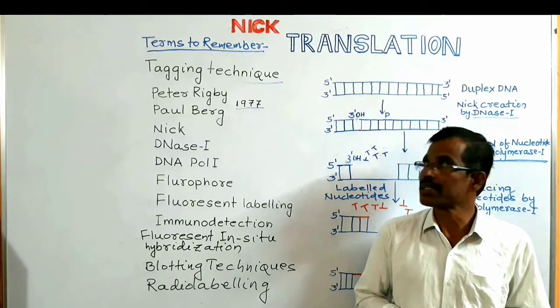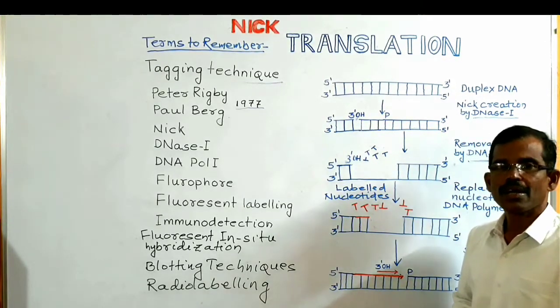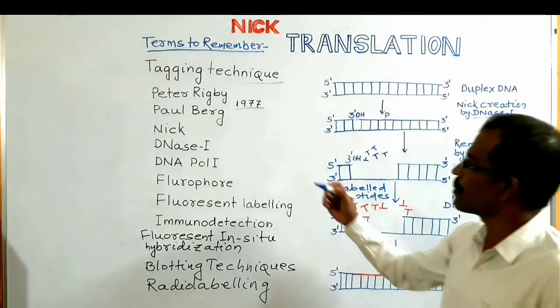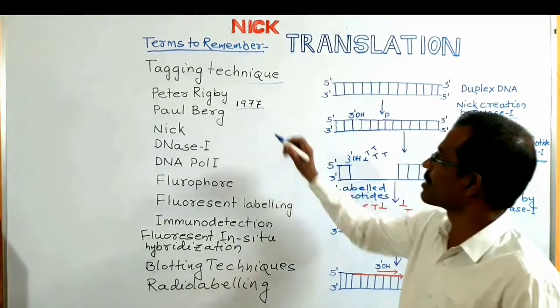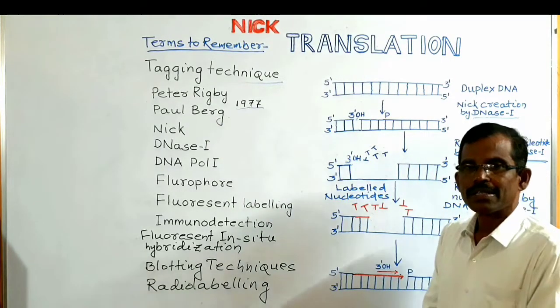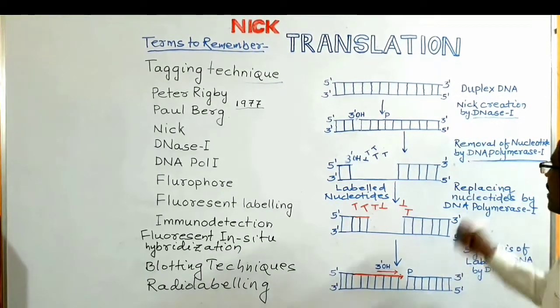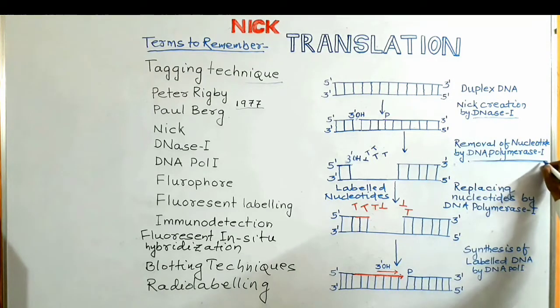Friends, today we shall discuss about Nick translation. Nick translation is a tagging technique which was developed by Peter Rigby and Paul Berg in 1977. This technique uses two different enzymes. One enzyme is DNase 1, other enzyme is DNA polymerase 1.